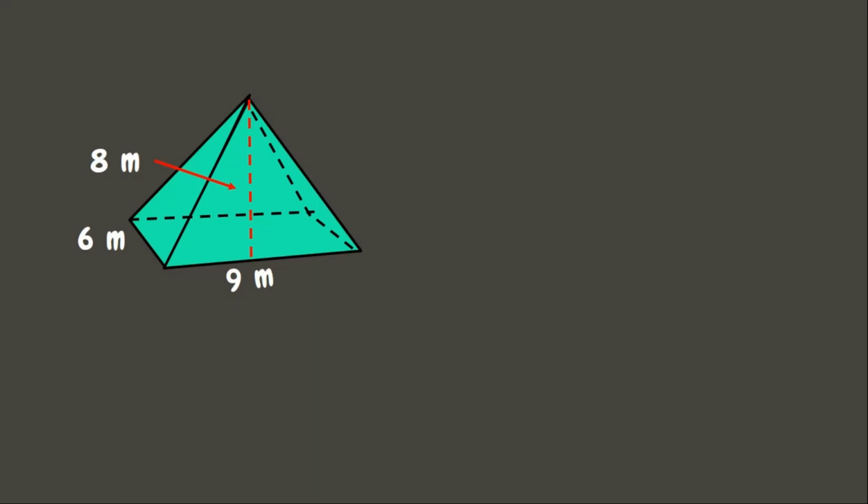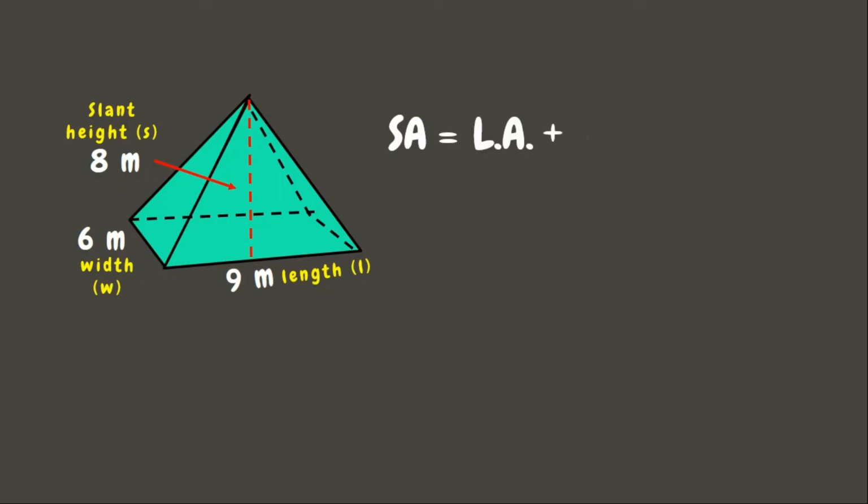This time, as you can see, we have another pyramid, but its base is a rectangle. Therefore, we can call this a rectangular pyramid. Now to solve for the surface area of a pyramid, again, we just simply need to add the lateral areas and the base areas. The lateral areas for the pyramid would be the perimeter of its base times the slant height divided by 2, plus the area of its base. Since we have here a rectangle, the formula for the area of a rectangle would be length times the width.